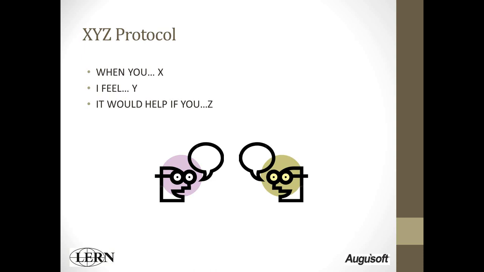Another great protocol, and it's taught in almost all Communication 101 classes, is something called the XYZ protocol, or if you're listening in, one of our friends from Canada, it would be the XYZ protocol. And it goes like this. When you do or say X, I feel, and you put your emotion in there, Y, and it would be more helpful if you did this other thing, Z.